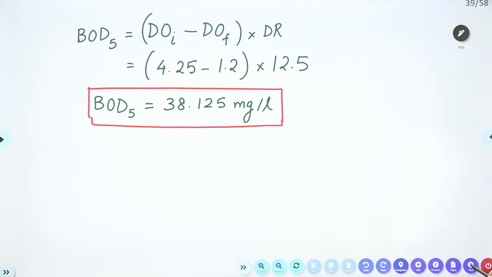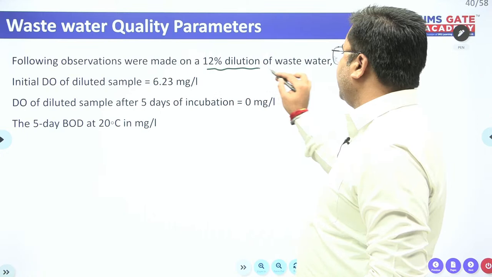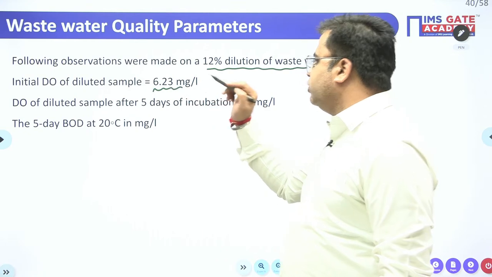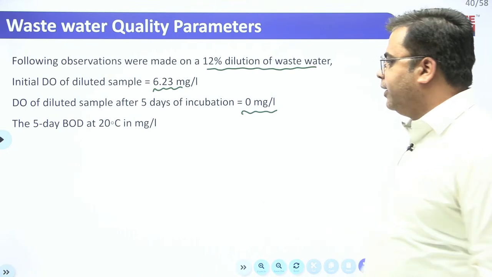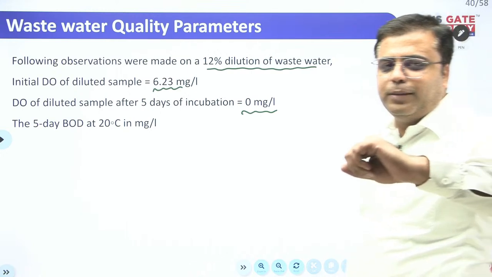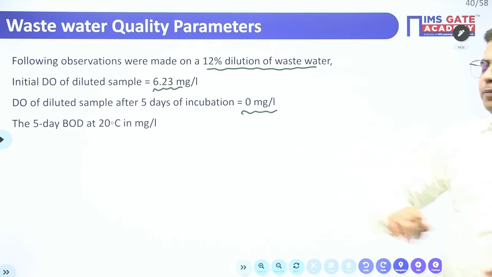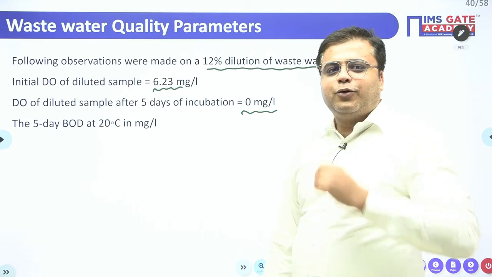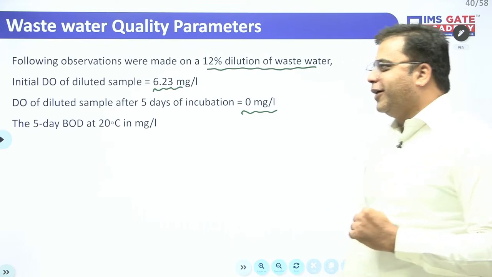Moving on, we have the next question in which we are given a 12% dilution of the wastewater having initial DO of 6.23 milligram per liter and the DO after 5 days is 0 milligram per liter. Get me the BOD 5 for this. This question is for you people. Quickly calculate the dilution ratio and get me the value of BOD 5 for this.